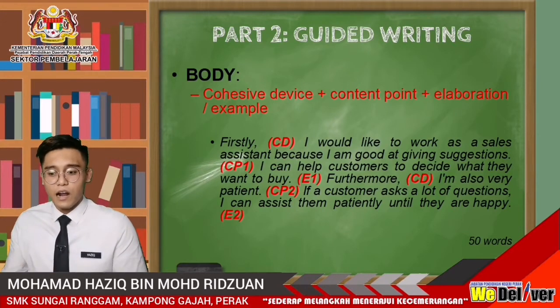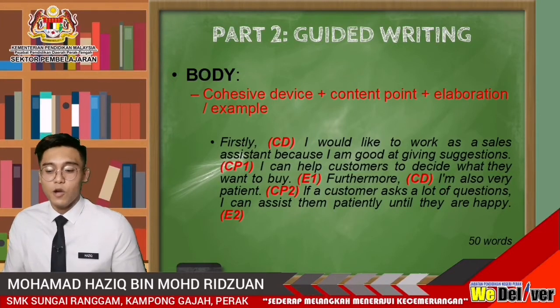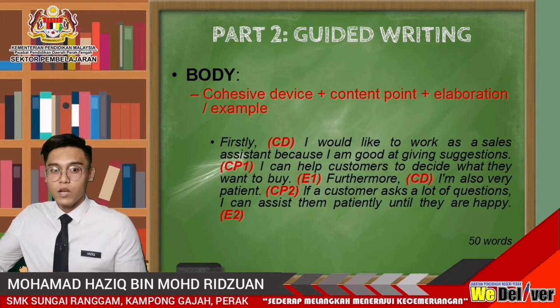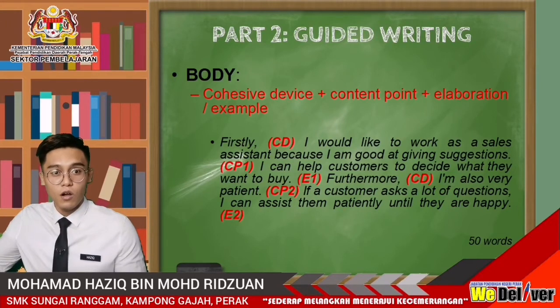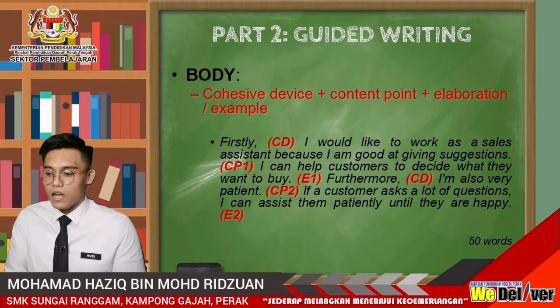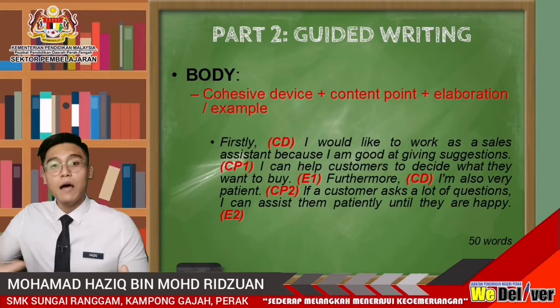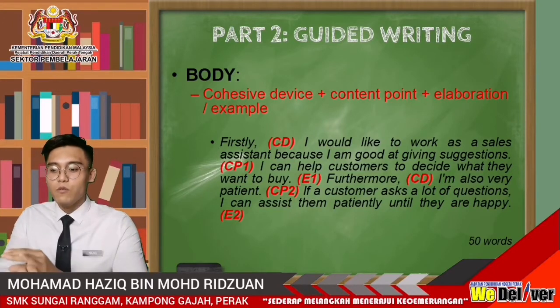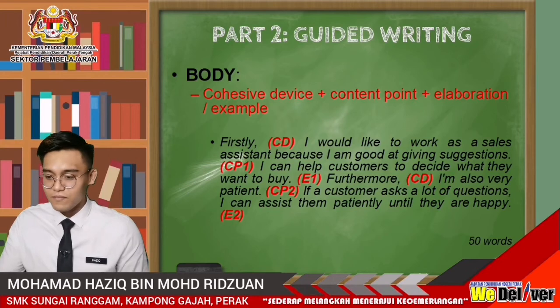So for the next paragraph, you can still apply this format, this formula, to construct your paragraph. Okay, you can talk about where you want to work. So the cohesive device, you can use next. The content point, where do you want to work? Do you want to work as a sales assistant at a shopping mall, a bookstore? Okay, and why do you choose that place? You elaborate. Okay, so that's how you construct your paragraph.